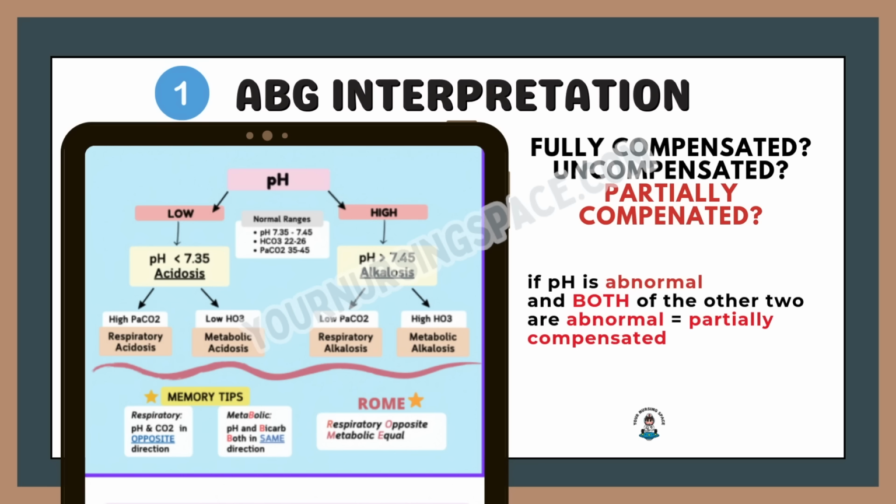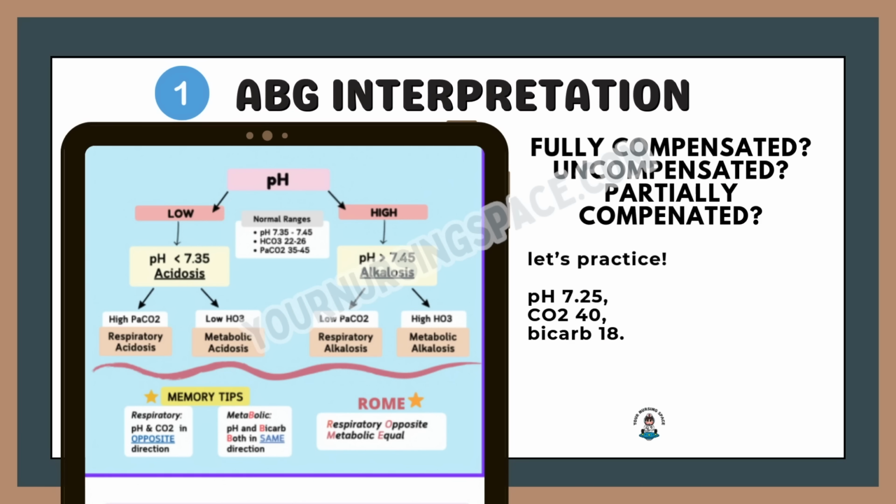And if pH is abnormal, meaning the problem is not fully fixed, and both CO2 and bicarb are abnormal, meaning the other system is trying to fix it but hasn't fully corrected it yet. It's like firefighters showing up to a fire, but the fire is still burning. And it's when all of these three values are abnormal, and this is called partially compensated.